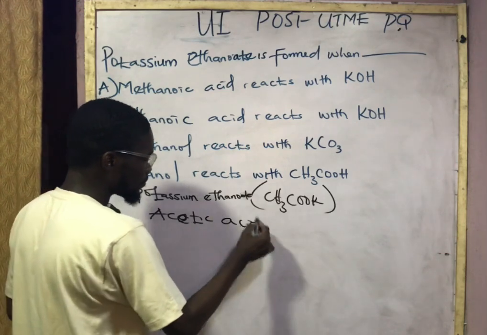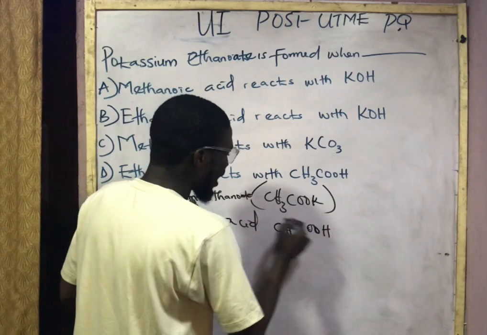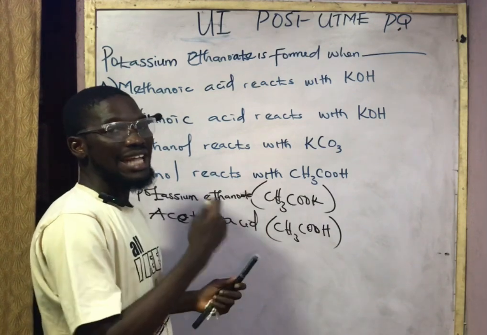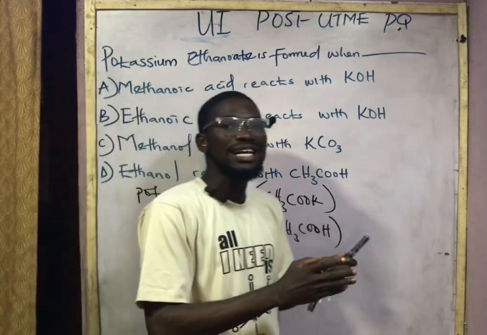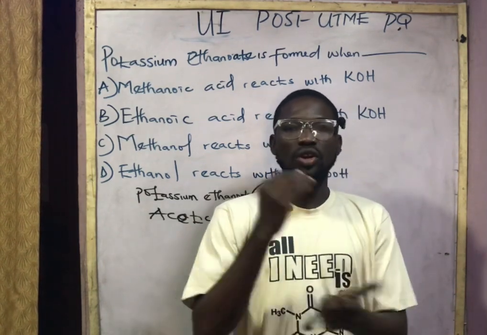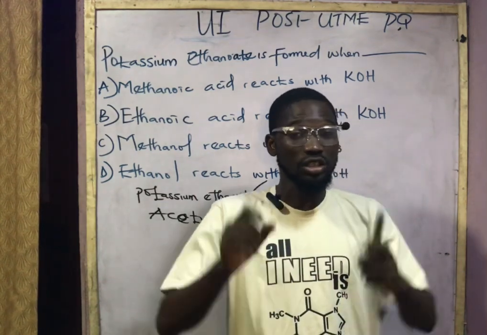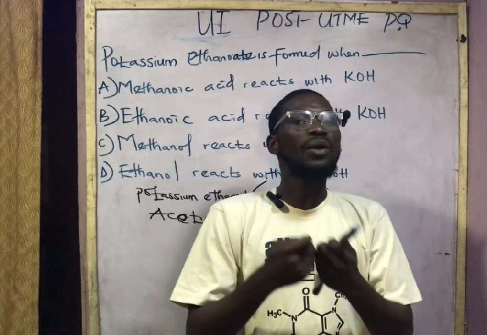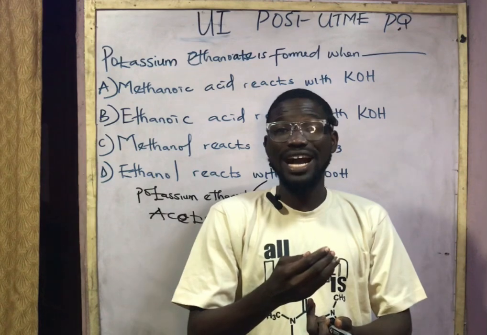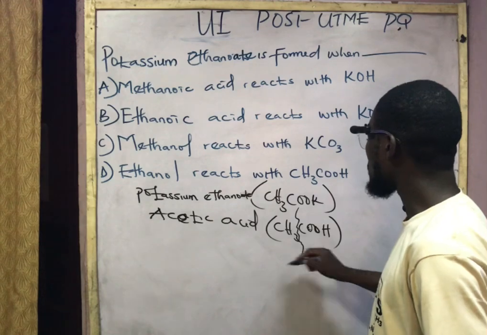Acetic acid, we have CH3, we have this. This is our acetic acid, which you can also call ethanoic acid. Now, this acetic acid can easily react with a potassium-containing base. That is why I mentioned earlier that when we are talking about this kind of question, you need to understand the concept of alkanoic, which we also call carboxylic acid. I want to talk about this carboxylic acid. They majorly contain this as their functional group.